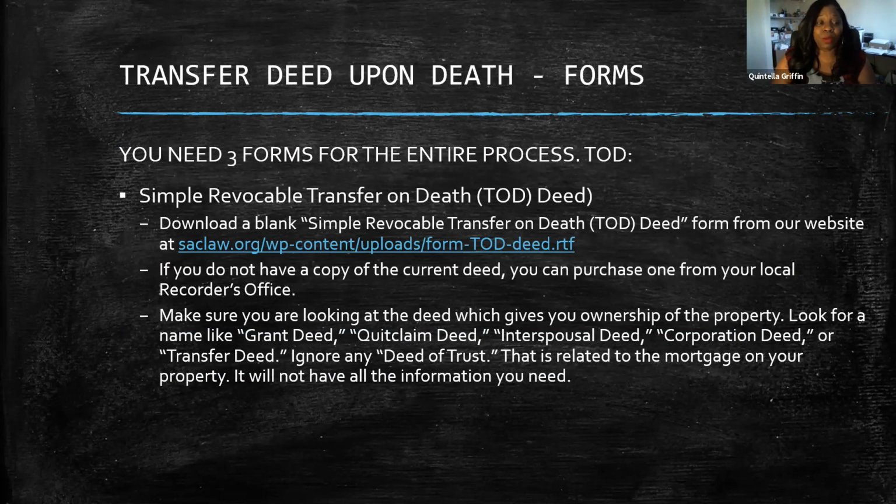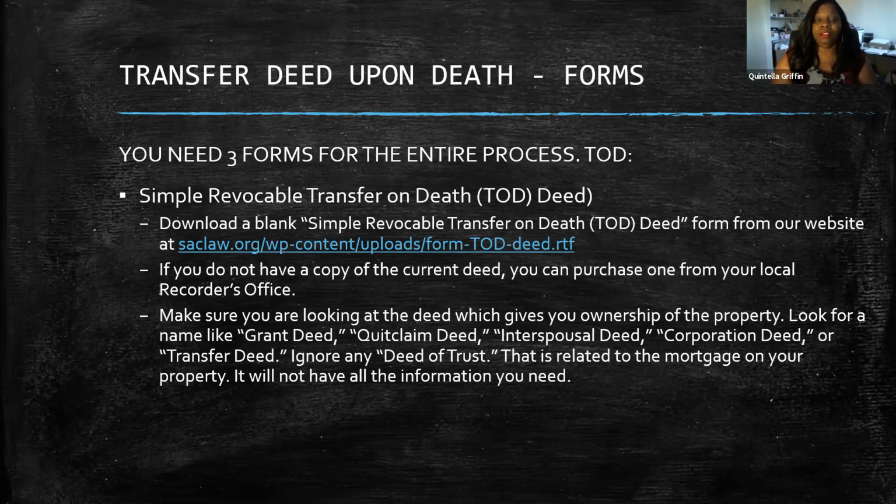Transfer deed upon death forms. Okay, so again, there's only 3 forms for this whole entire process. I mean, this process is so easy. 3 forms. So form number 1 is the actual revocable transfer on death deed. And then the second form is a revocation form. So like, say for example, you decide, I named my daughter the beneficiary and I want to change it to my son, or I gave both of them and I want to take one off and just leave it to one person. You can change your TOD whenever you want to by revocation. And then after the person dies, the affidavit of death of transfer on death deed. So it's just 3 forms.